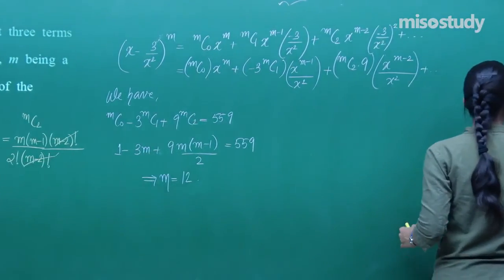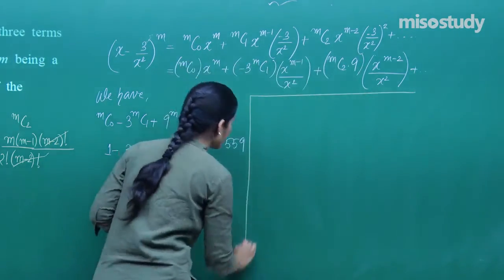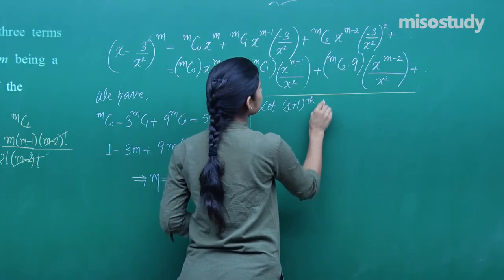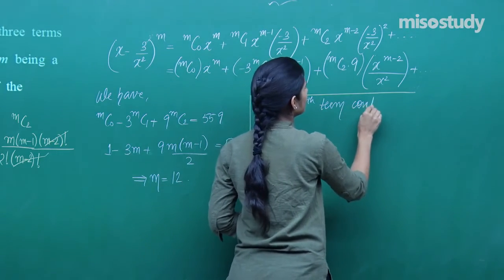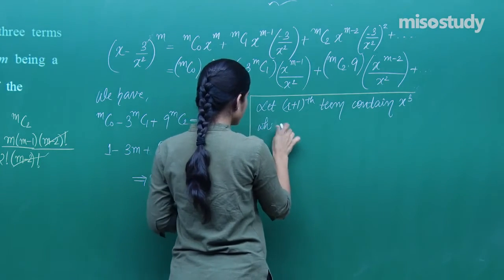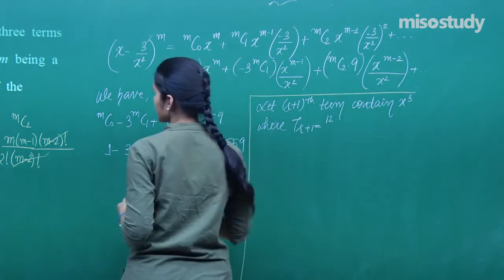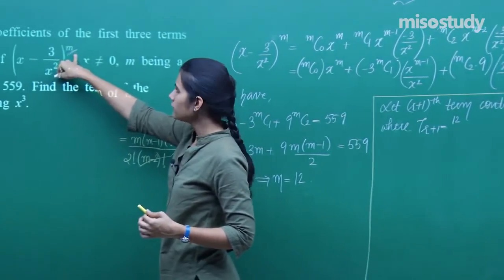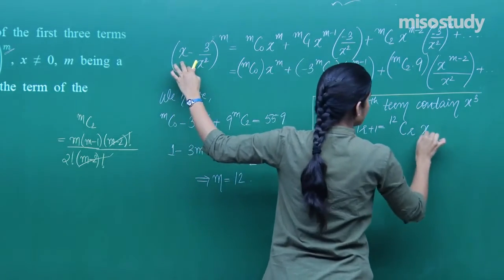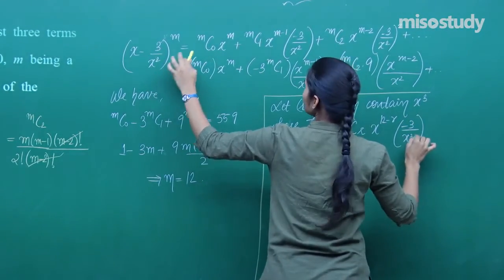Now the next question is to find out the term which contains x cube. I am saying let the r plus 1th term contain x cube, where what is your r plus 1th term? Now m has come out to be 12, so your index is 12. The r plus 1th term will be 12 cr x to the power 12 minus r, minus 3 by x square whole to the power r.